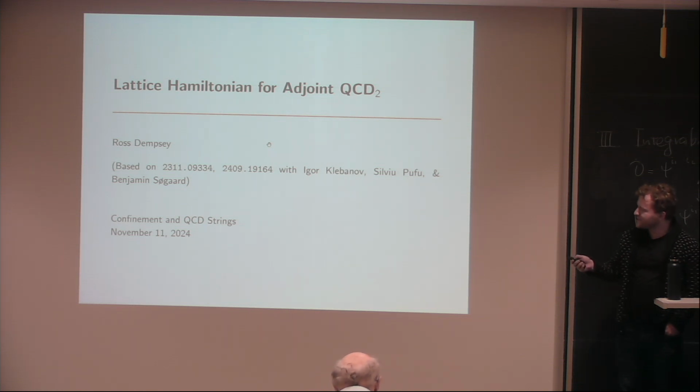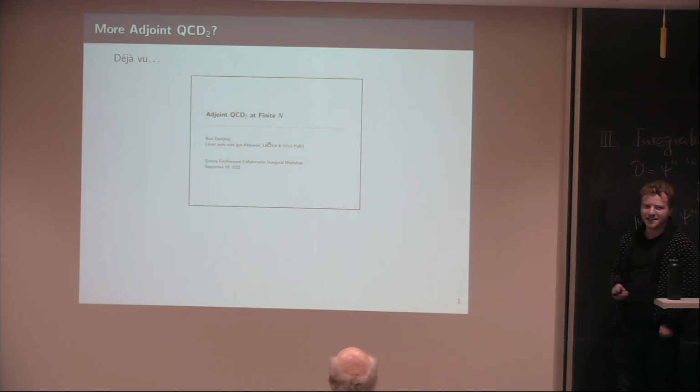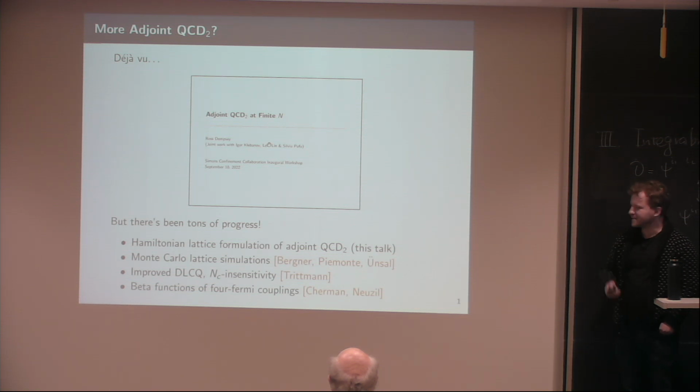If you're getting some deja vu, that's because 2 years ago at the inaugural workshop for this collaboration, I also gave a talk on numerical methods for small N two-dimensional adjoint QCD. But despite appearances, there's been a ton of progress since then by many people, including in the room. I'll be talking about, of course, this Hamiltonian lattice formulation, which is a numerical method of a very different character and gives us some new results and capabilities.